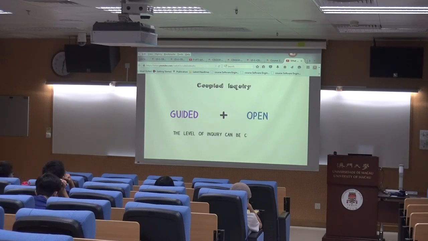If the teacher understands the different levels of inquiry, then they can vary the learning experiences according to the needs of their students.